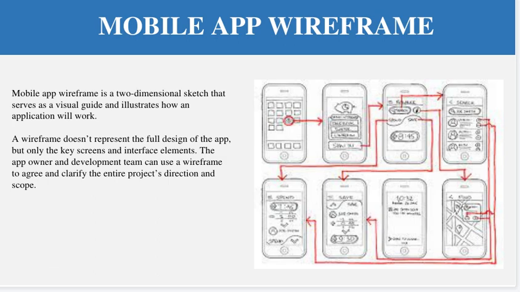Friend, mobile app wireframe. So that means first thing is that whatever we are talking about, it is basically related to mobile applications. Mobile app means mobile applications like Android application or iOS application. So a wireframe is basically a document, you can say, which is a visual representation of the application. Basically, a wireframe is a two-dimensional sketch that serves as a visual guide and illustrates how an application will work.